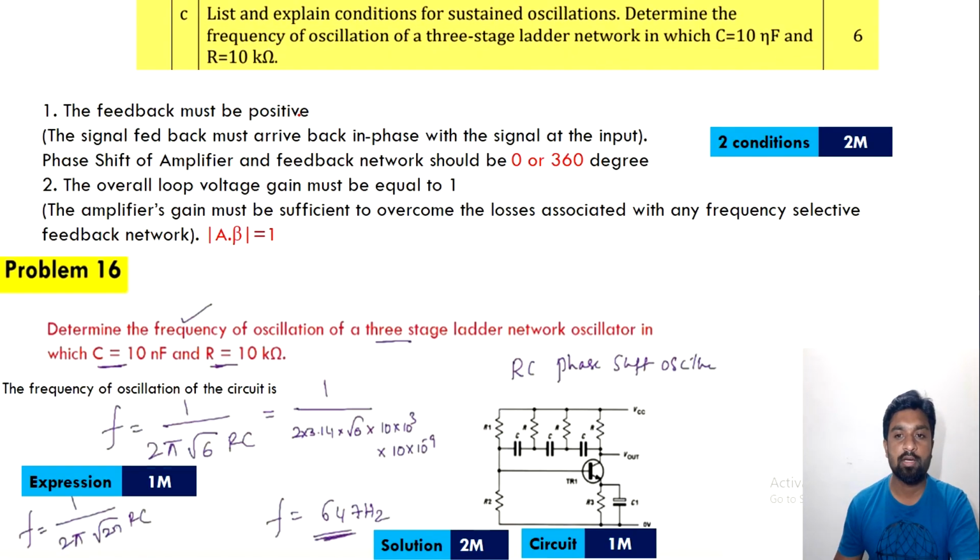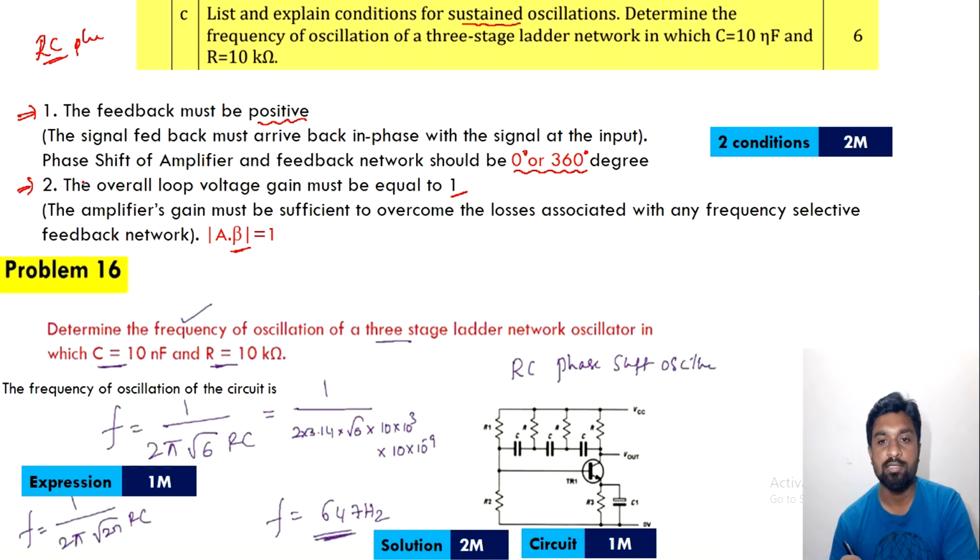And the next question is on the 3-stage ladder network oscillator. It is on the RC phase shift oscillator, as you know. List and explain the condition for sustained oscillation. To get sustained oscillation, what is the condition? Feedback must be positive and throughout the loop the phase shift should be 0 degree or 360 degree. Overall loop voltage gain should be equal to 1, that is A into beta is equal to 1. These two are the conditions we need to satisfy in an oscillator circuit to get sustained oscillation, correct? That is my first half of the question.